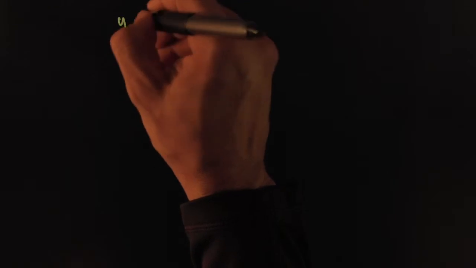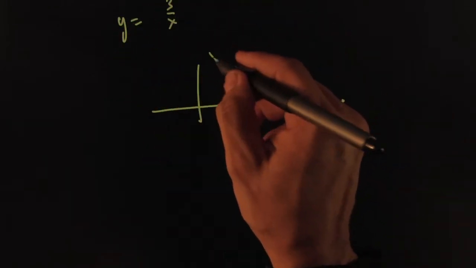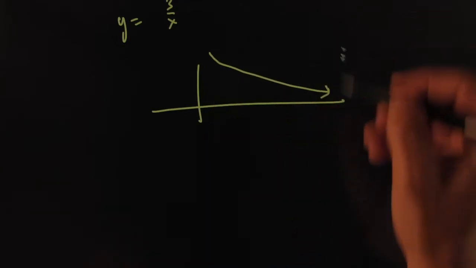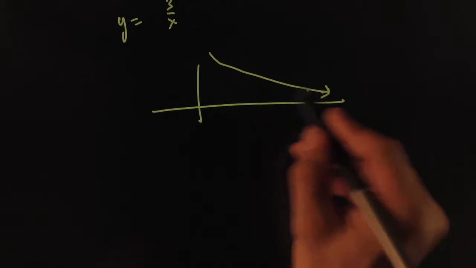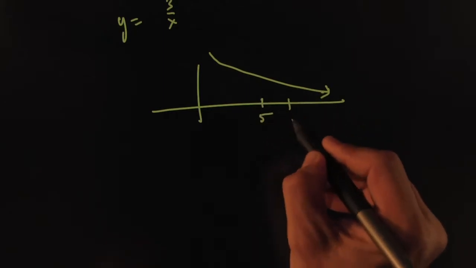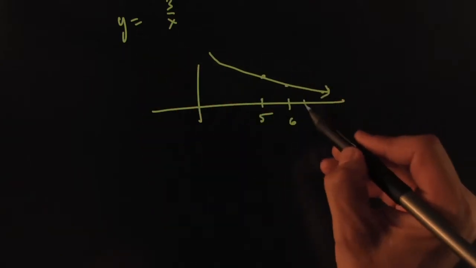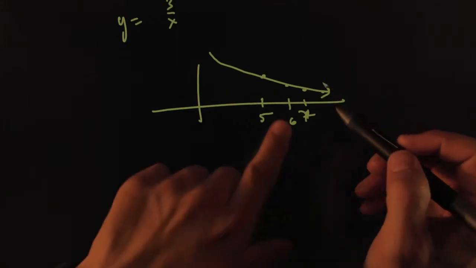Here, y is equal to 3 over x. So let's just keep it on the positive side. This one is always decreasing. It's always going down, and it has no up and down and up and down. It's one way. The next item here, if I have x equal to 5 and I have x equal to 6, I guarantee you that 6 will be smaller than the previous one, and 7 will be even smaller than the next one, and so on and so forth.